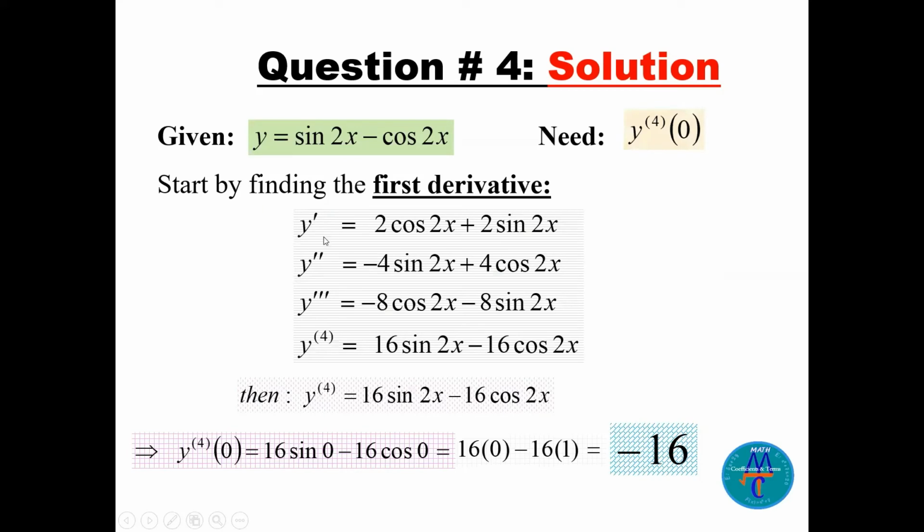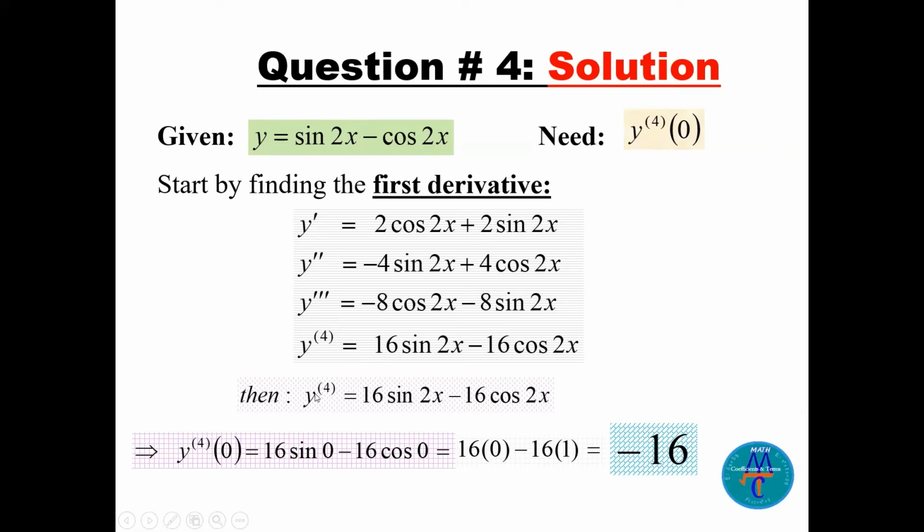So the first derivative y prime will be 2 cosine of 2x, the derivative of sine of 2x. Cosine of 2x, the derivative will be minus sine of 2x. There's a minus here, it becomes plus 2 sine of 2x. Now we go for the second derivative, third derivative, and the fourth derivative will be 16 sine of 2x minus 16 cosine of 2x. This is the fourth derivative.